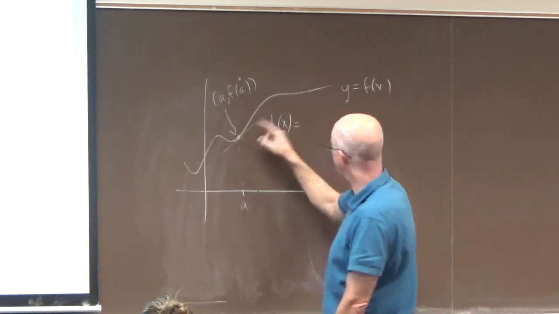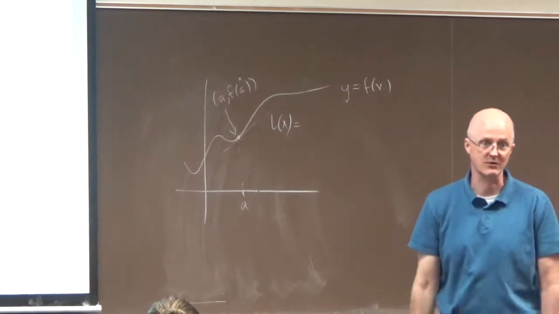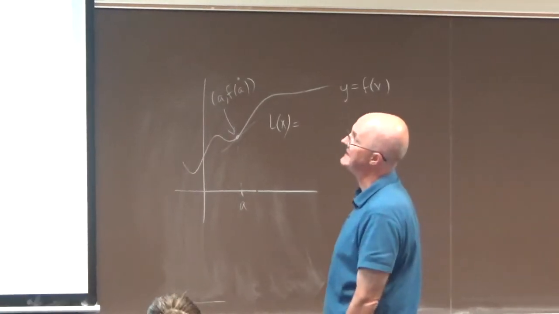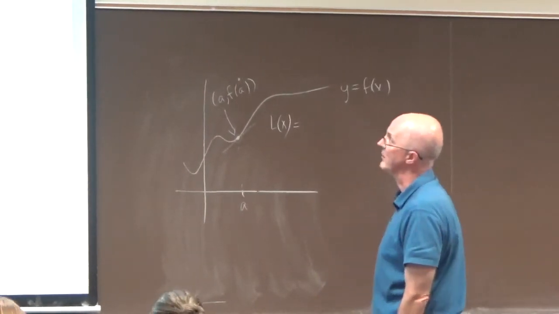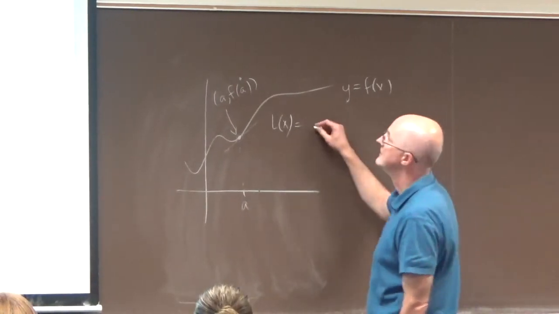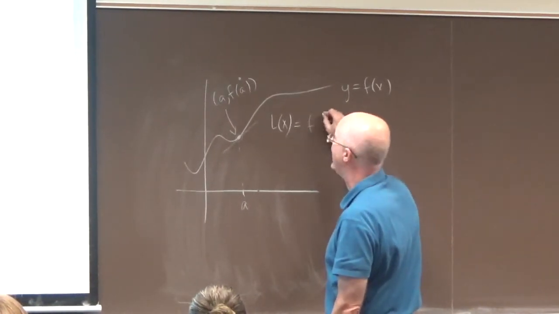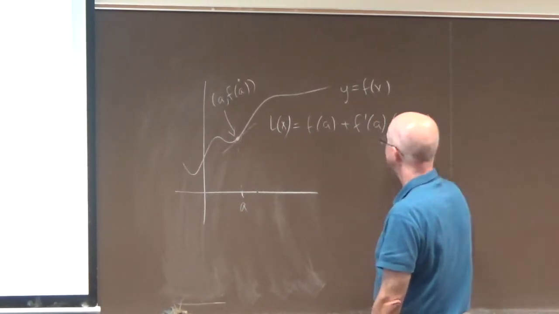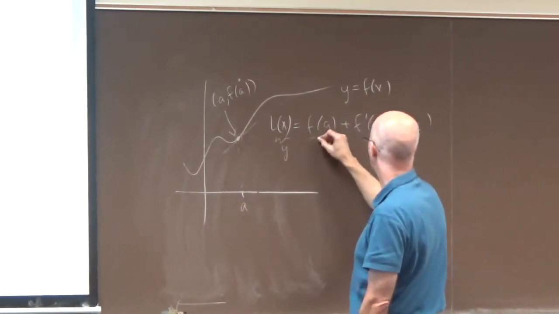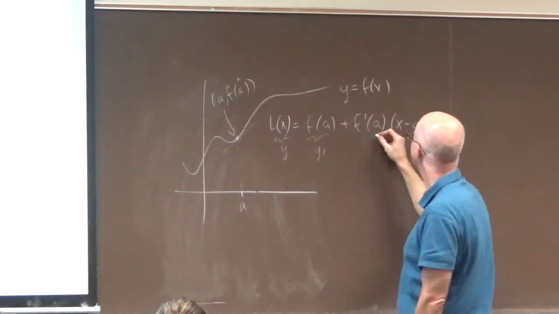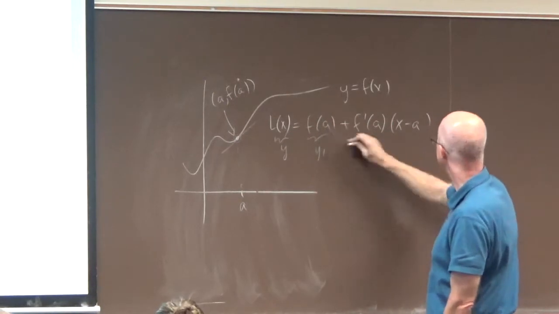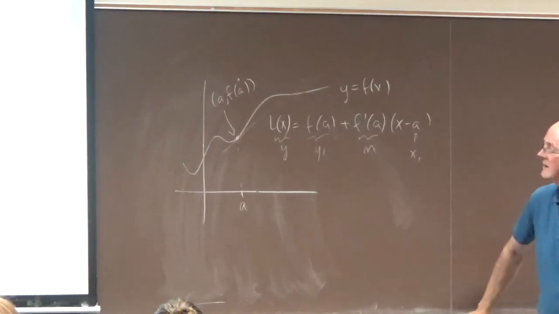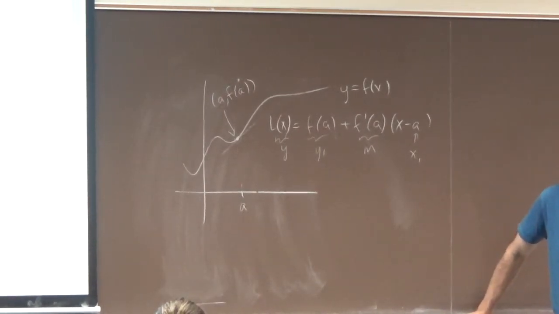This is the graph of the function I'm calling L. L for linear. It's a linear approximation. And it's essentially the point slope form of the equation of this line. Okay? f of a plus f prime of a times x minus a. This is like the y. This is like the y1, you might say. And a is like the x1. This is the slope in the point slope form of the equation of the line.